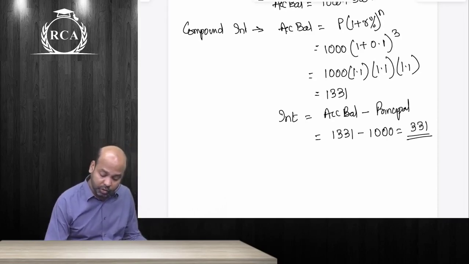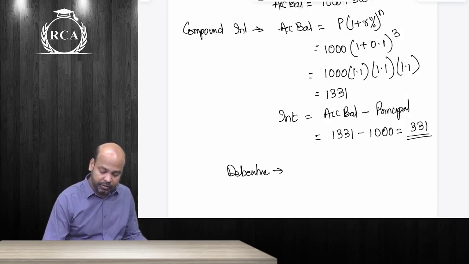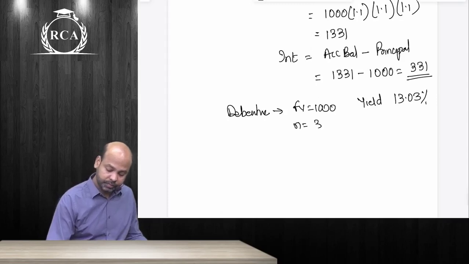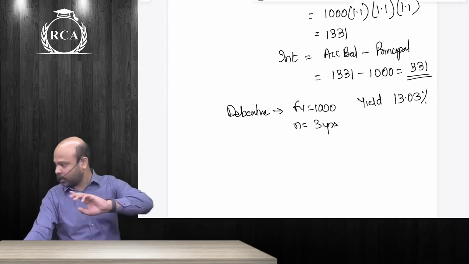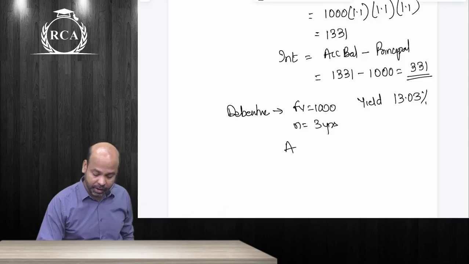Like, beta, the second example, the debenture one that I just told you about. Face value of the debenture was 1000, yield, beta, was 13.03%. Can we compute accumulated balance for 3 years? They were not paying out anything every year as such, beta, they are paying out the entire amount at once at the end of third year. What will be the accumulated balance?